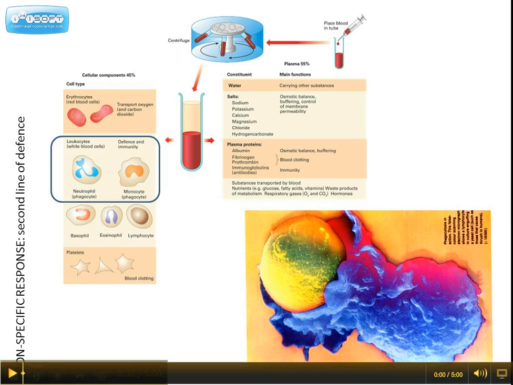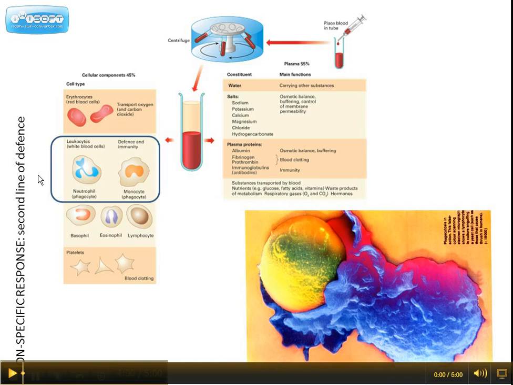Phagocytosis is another non-specific response. It's not targeted against any particular pathogen, and it's the second line of defence in trying to resist invasion by pathogens. If you take a sample of blood and you ultracentrifuge it, so you spin it out, about 55% of it is plasma, straw-coloured liquid, about 45% of it is cells. The most abundant of those will be red blood cells, the erythrocytes.